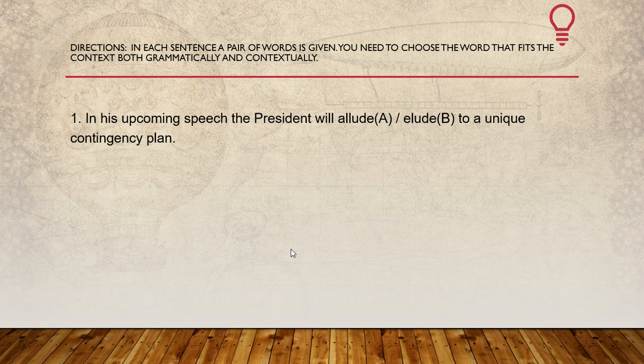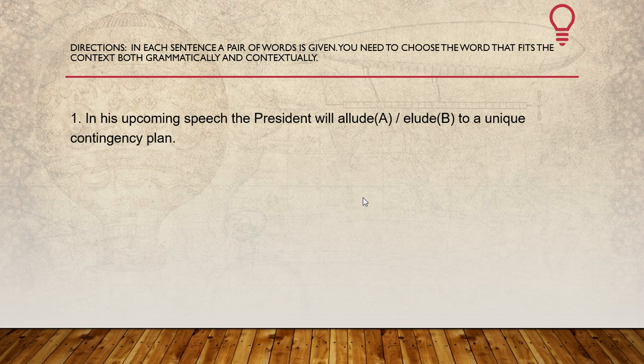In his upcoming speech, the president will allude to a unique contingency plan. Now, the first and foremost thing that needs to be done is that we need to understand the meaning of the words. We need to crack the meaning of the words that are given here. Allude. So what does the word allude mean? See, allude means to suggest or hint at something briefly. Generally, it is hinted indirectly. And elude means to escape in a cunning manner.